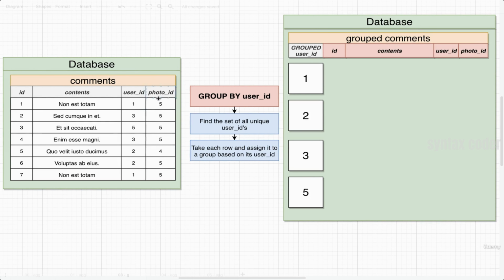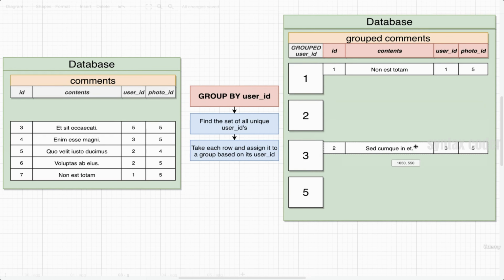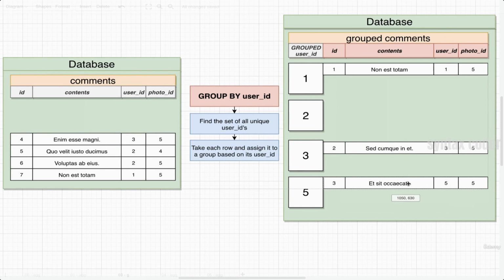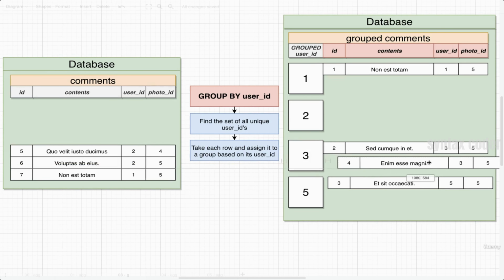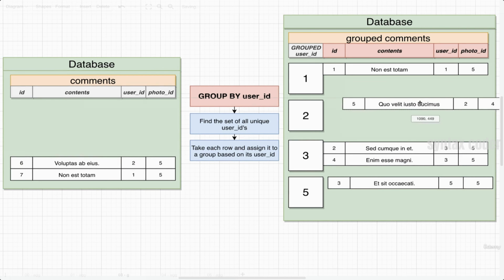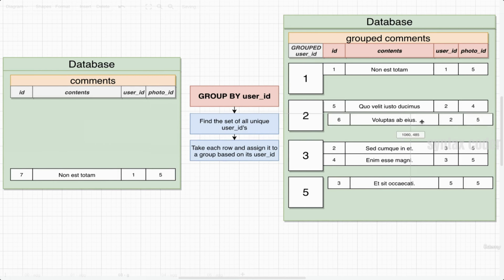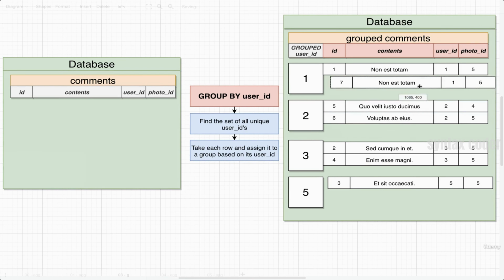Your database is then going to take each of these individual rows and assign them to one of these big groups over here. So we can imagine that we're going to go row by row right here. We're going to take a look at the user ID. In this case, it's 1. So we would assign it to the group user ID 1. The next one has a user ID 3, so it'd be placed right here. We got a 5. We've got a 3, a 2, a 2, and a 1.